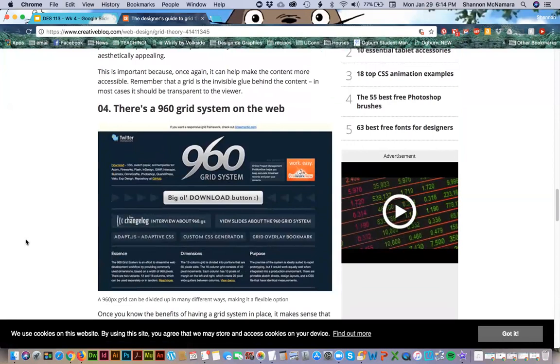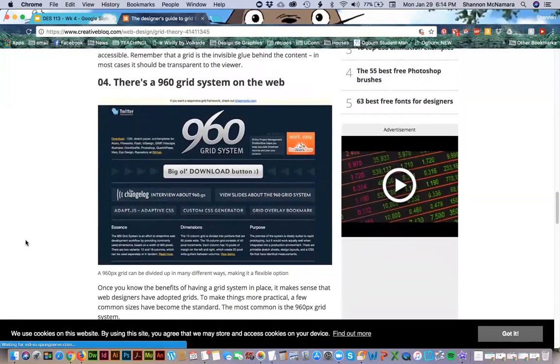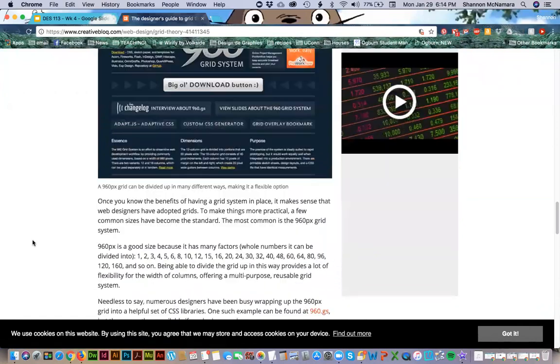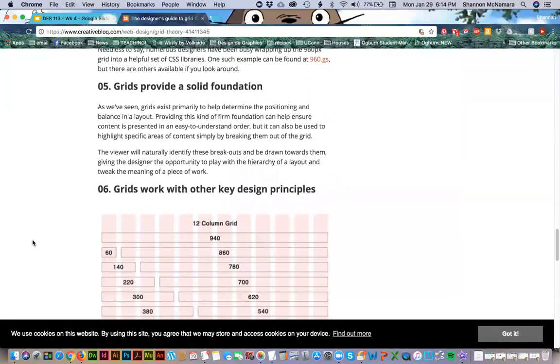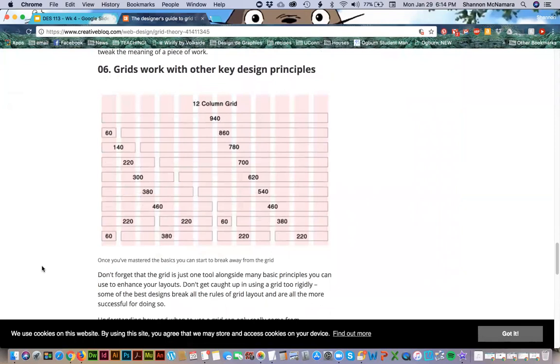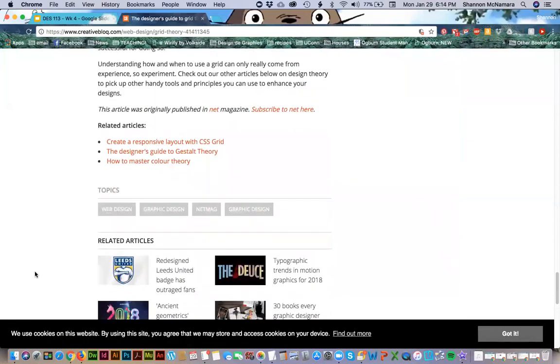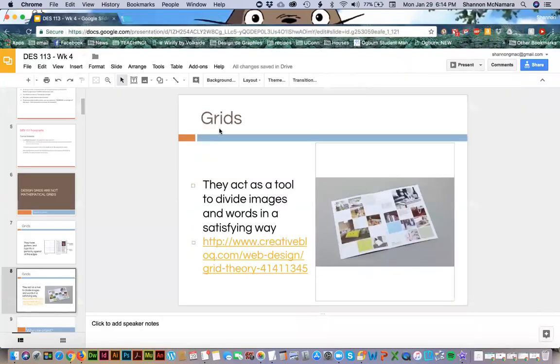There's a 960 grid system on the web. A 960 grid can be divided up in many ways, making it a flexible option. Grids provide a solid foundation. So you can see, once you've mastered the basics, you can start to break yourself away from the grid. It's one of those things, once you know the rule, you can understand how to break the rule. This is a really good read if you have time.